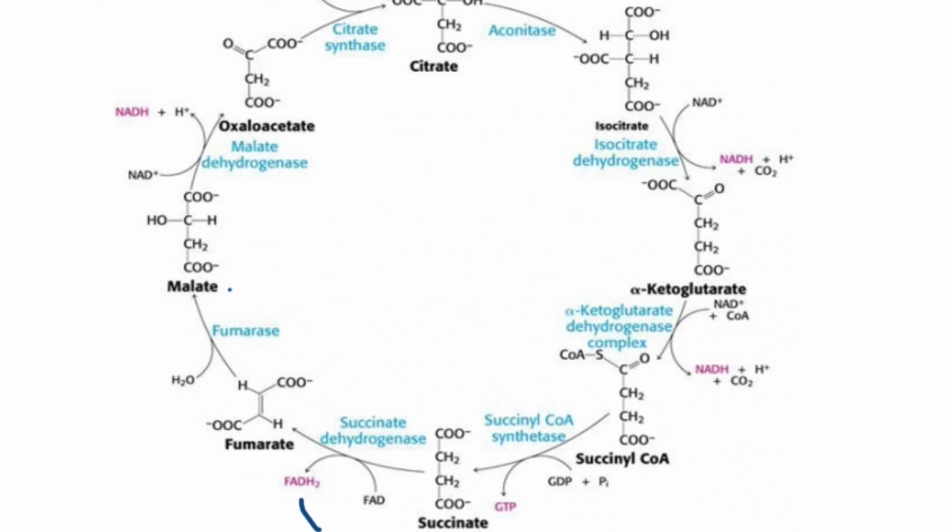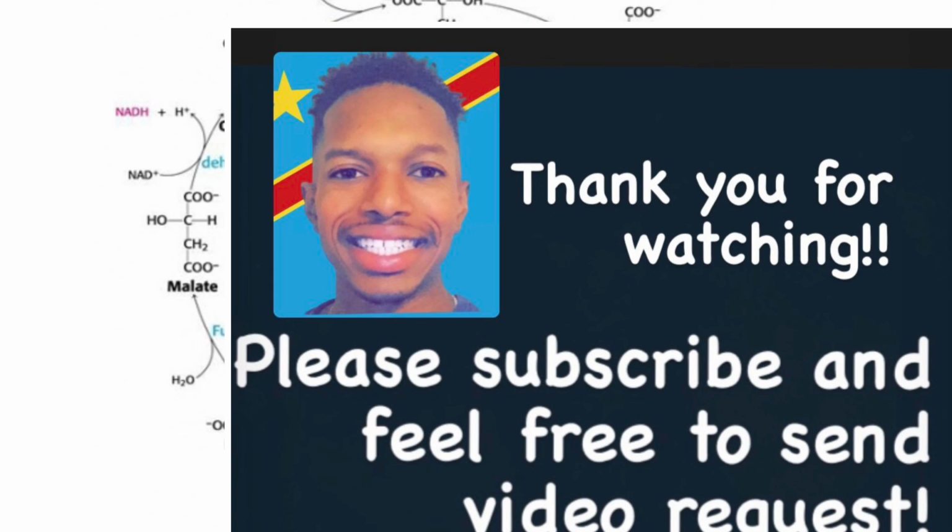The important thing to know here about this reaction is you're producing a bunch of CO2s and NADH, so the NADHs and the FADH2s are going to go to the electron transport chain, all right? And the CO2s are a byproduct of the reaction, all right? And that's what you're going to exhale out.